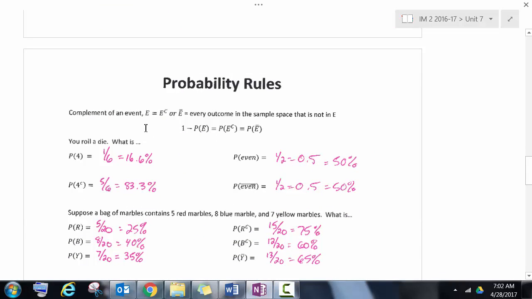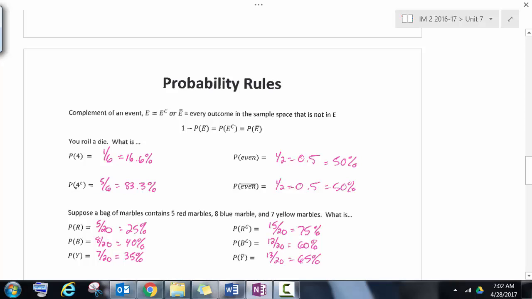Complement of an event. We can write it with the little exponent of C, or we can write it with the bar over E. It is every outcome in the sample space that is not in E. So it's everything except for what's listed. So the probability of rolling a 4, if we roll a die, is 1 out of 6. There's one way to get it, or 16.6%.